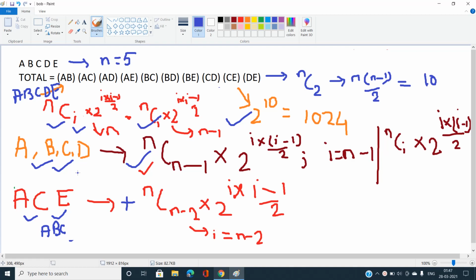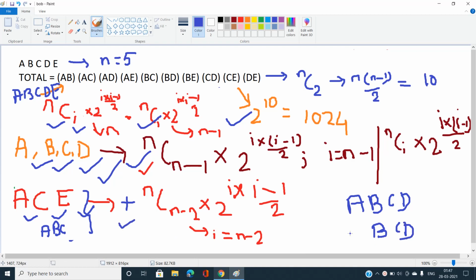Because I am applying the principle of inclusion and exclusion. Why am I doing that? Because we have observed that these solutions, picking any three and picking any four, have overlapping elements. In brief, let's say I have chosen A, B, C and D, and in the next case I choose B, C and D. Note that I am going to choose any n minus 2. So it might be A, B, C, D.